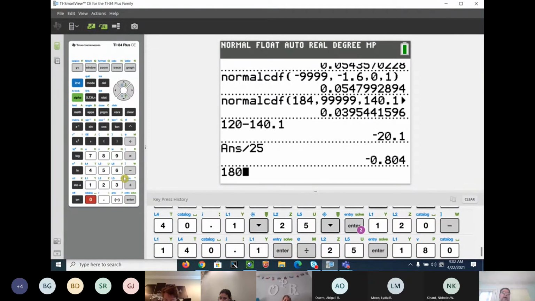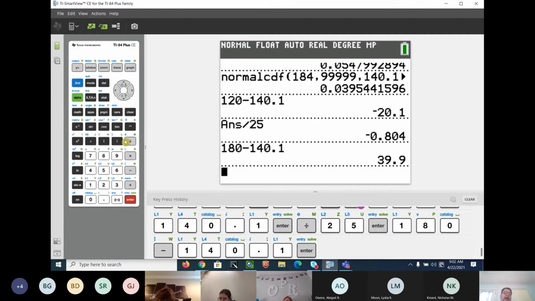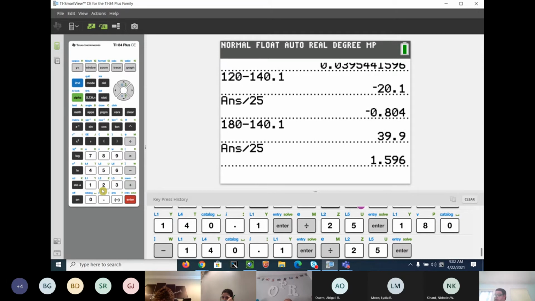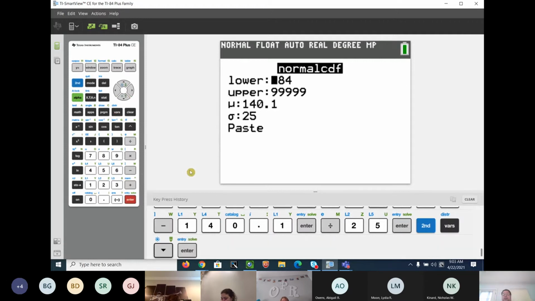180 minus 140.1. I don't know why they have to put that 0.1 in there. Divided by 25. And that gives me 1.60. So with the older calculator, we're going to do second VARS, normal CDF, and it will just give me the parentheses. And I would type in negative 0.8, comma, 1.6.